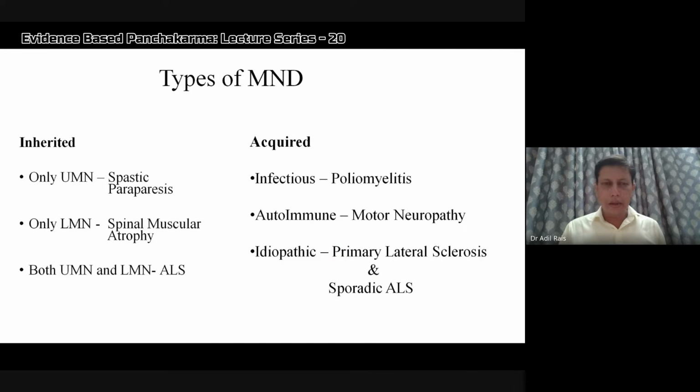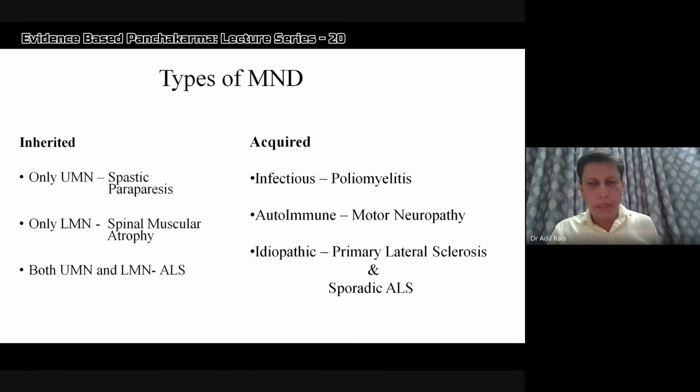On the basis of inheritance or acquired, the types of MND have been divided into inherited or acquired variants. Basically, when MND is classified, it is mostly classified as UMN, LMN, or both on the basis of the features. Here, the first classification is inherited or acquired. The inherited variety consists of spastic paraparesis, spinal muscular atrophy, and ALS, that is amyotrophic lateral sclerosis. The acquired variety of MND, the first one is infectious, which was very common earlier and is referred to by the name poliomyelitis.